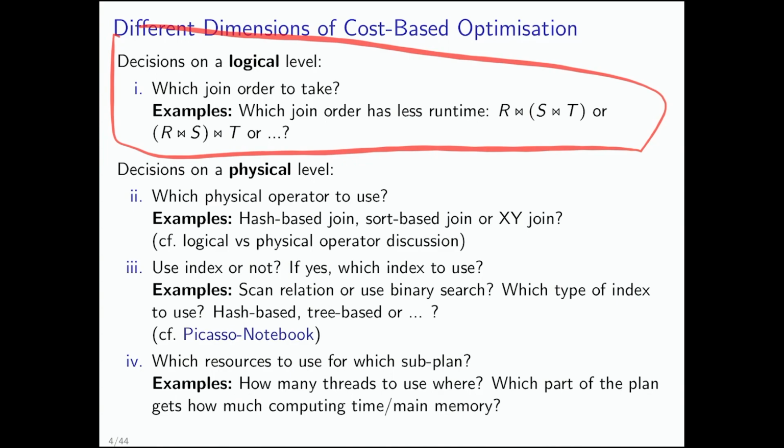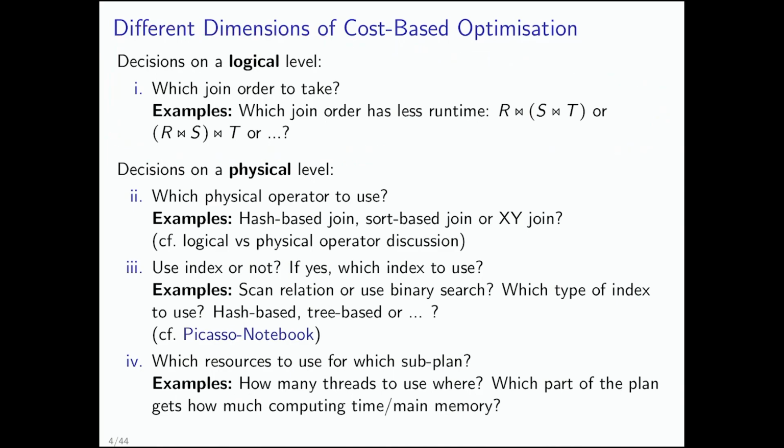So which join order has less runtime? Should I first join S and T, and whatever the result is with R? That could be one option. Or maybe it's better to first join R with S, and then the result of that join operation with T. Maybe one of these alternatives is cheaper than the other, so I want to pick the cheaper alternative. And then there are all kinds of decisions on the physical level.